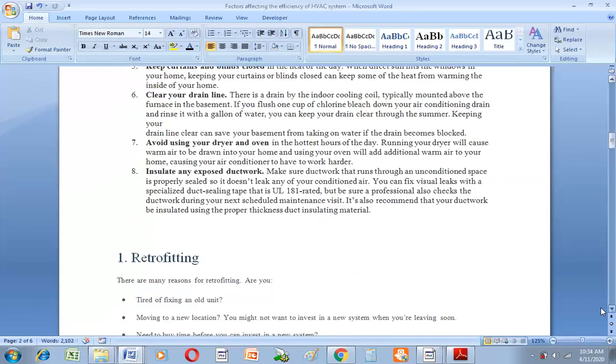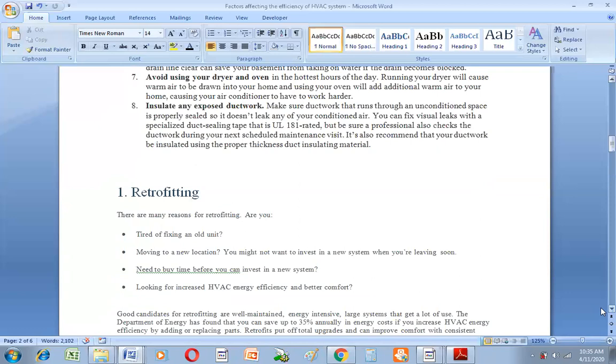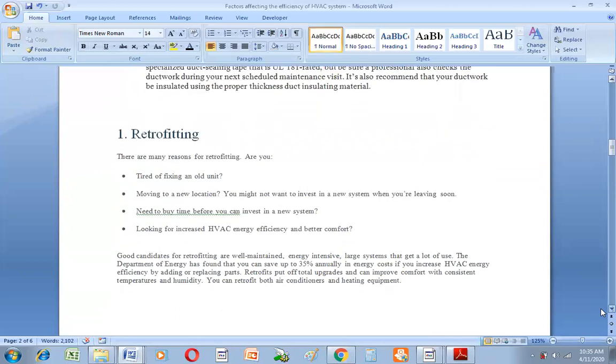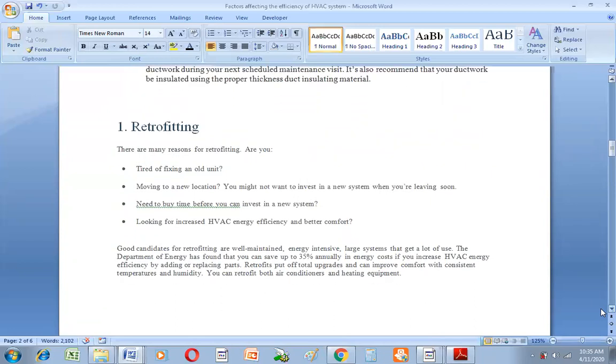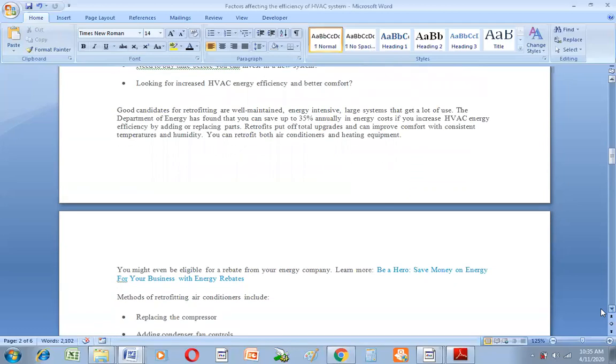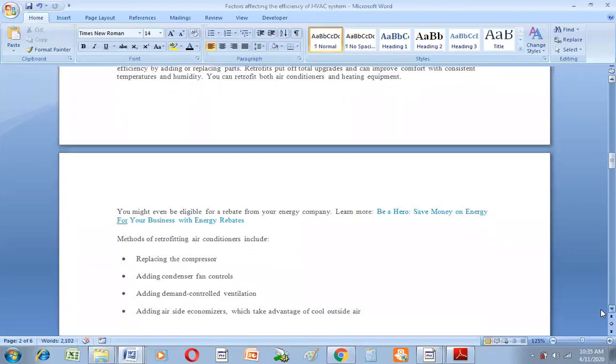The next point is retrofitting. For example, we can have some retrofitting equipment so as to increase efficiency. Means if we can fix something to our system so that the efficiency of the HVAC system can be increased. So fixing some additional equipment to increase the efficiency of the HVAC system, or we can replace the compressor.